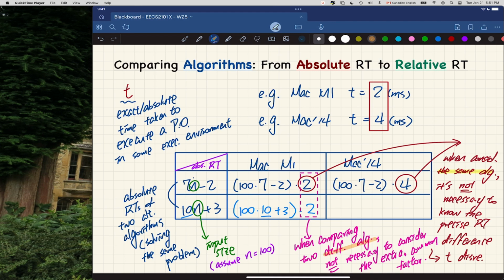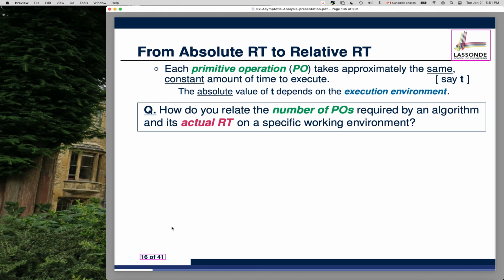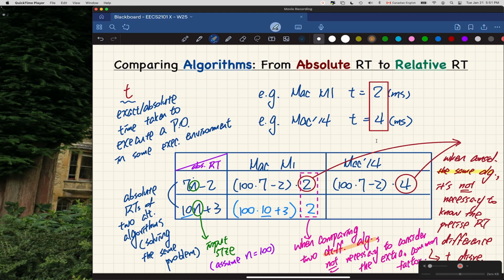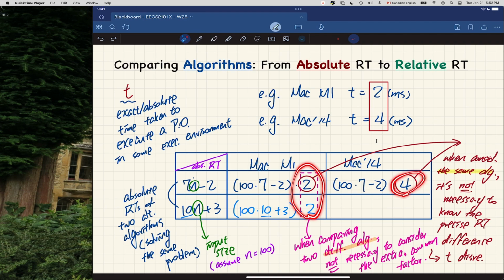All right, I hope that's straightforward. All right, let's now move on to the slides. I think everything has been said over here. So the actual running time will just be proportional to the number of primitive operations, right? It should be some multiplication by the precise execution time, t, right? But we can drop it.